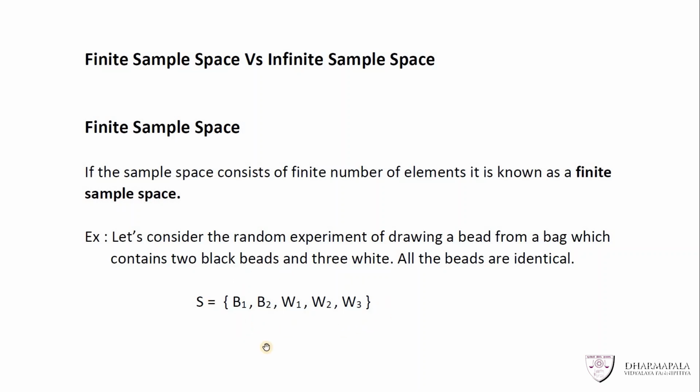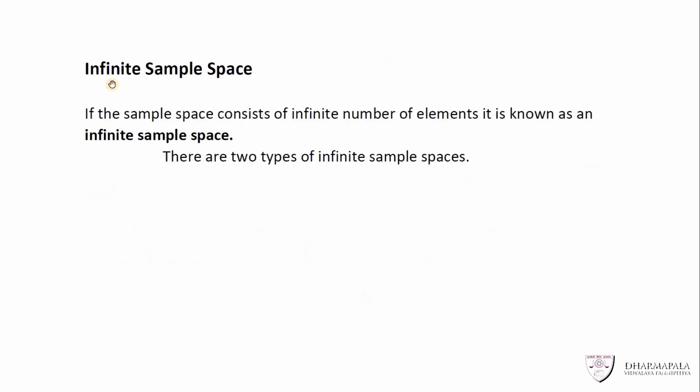So we have represented the sample space. You can see we have 5 outcomes, 5 elements. So we have a finite number of elements in the sample space. Those kinds of sample spaces are known as finite sample spaces.